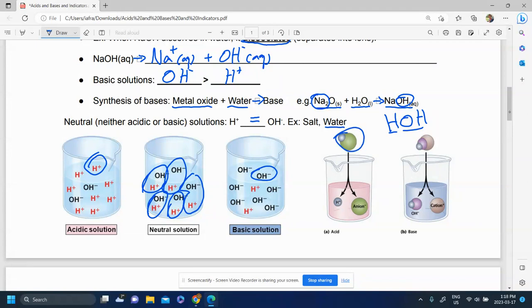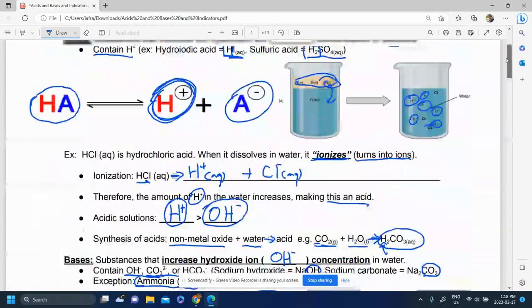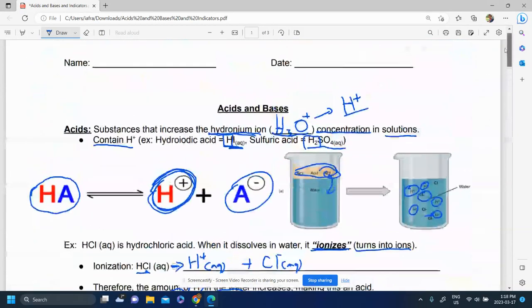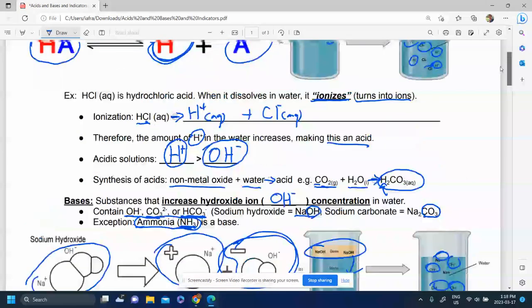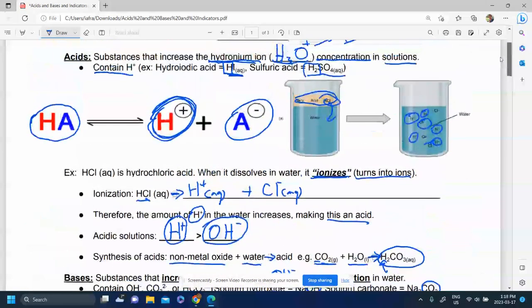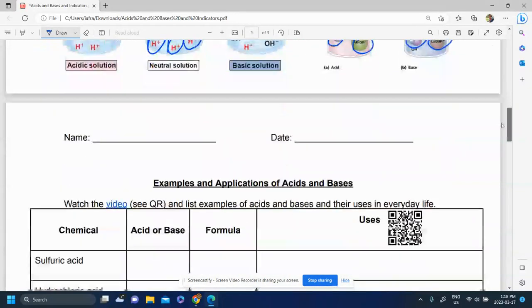Here we can see the acid ionizing into H plus and the anion when you put it into water. Here we can see a base dissociating into OH minus and the cation when you put it in water. So far what we've seen are what acids and bases are. We've seen how their solutions compare to each other in terms of the H plus and the OH minus. We've also seen where the neutral solution is.